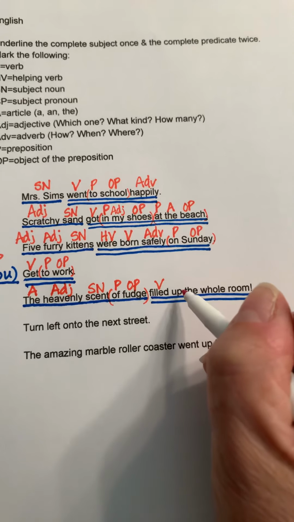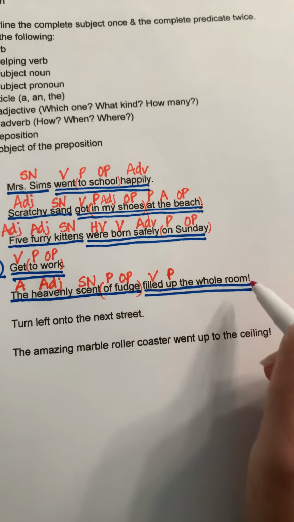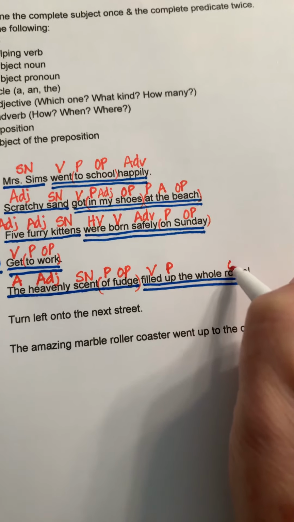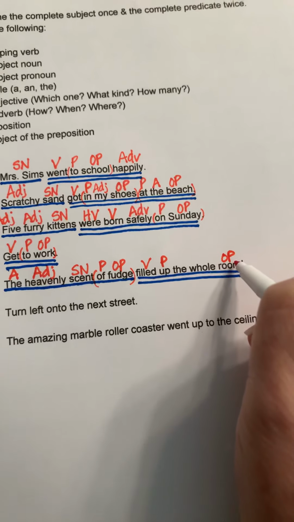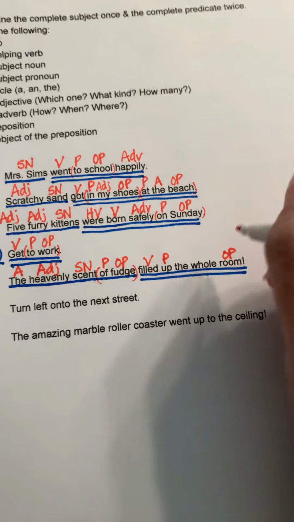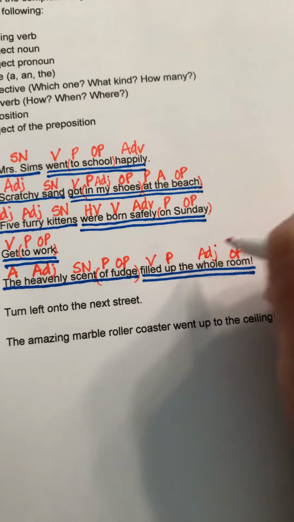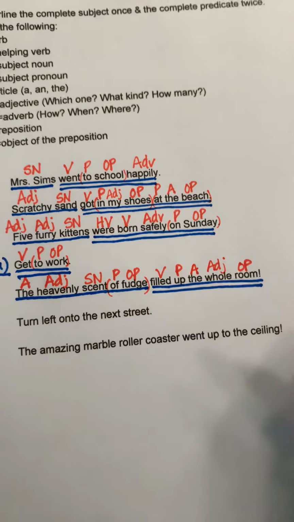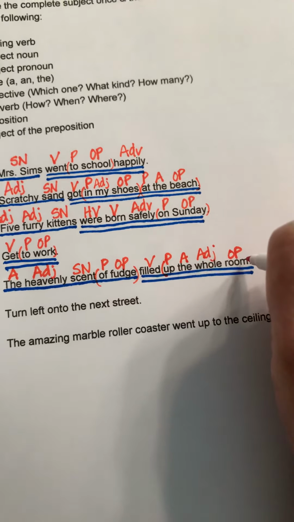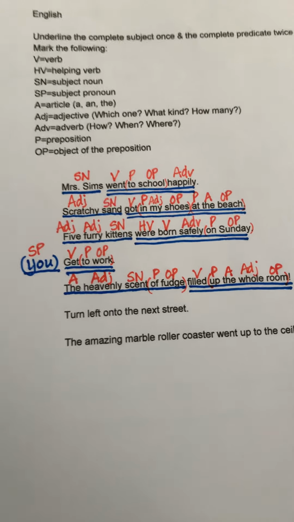And then let's look at our complete predicate. You'll see we have a little word here, up. Filled up what? The room is the object. That's our, you look for your noun. Which room? The whole room. So that's an adjective. And the is an article. And up the whole room is a prepositional phrase.